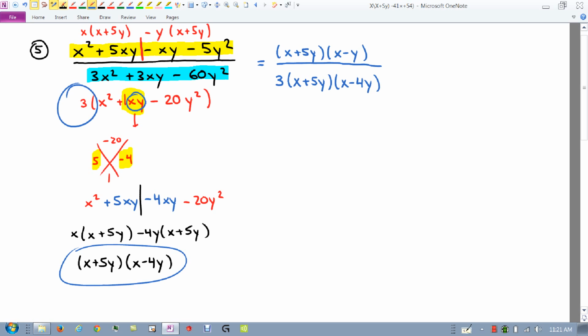I have two common factors. They cancel. All that's left is x minus y over, on the bottom, 3 times x minus 4y. And we can't cancel anything because there's subtraction between them. I could distribute the 3 through and get a 3x minus 12y, but I'll just leave it like this. And so could you.